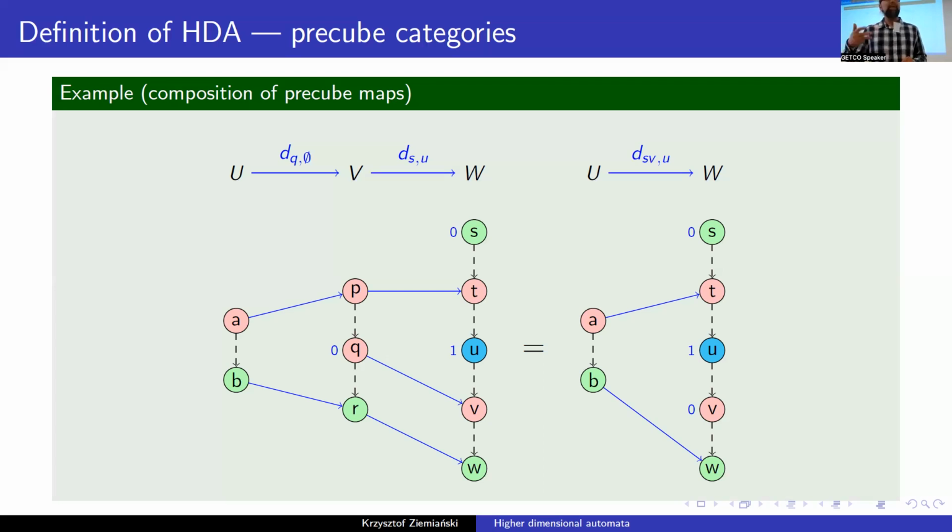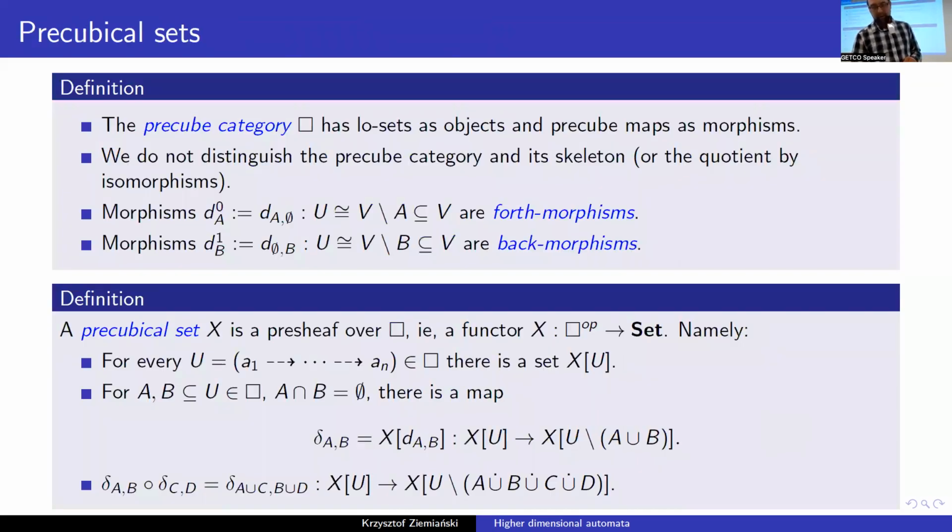So it's just a combinatorial play, but what we have defined is exactly the precube category. So the precube category has LO sets as objects, precubical maps as morphisms, and there are 2 distinguished families of morphisms. Morphisms which put 0 everywhere are a kind of lower faces, and they are called forth morphisms. Morphisms with all ones are called back morphisms.